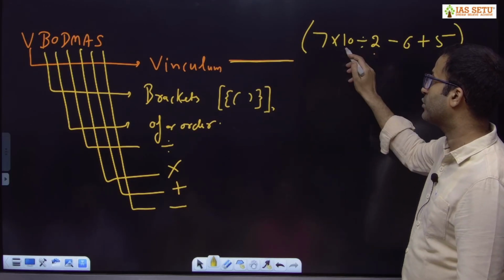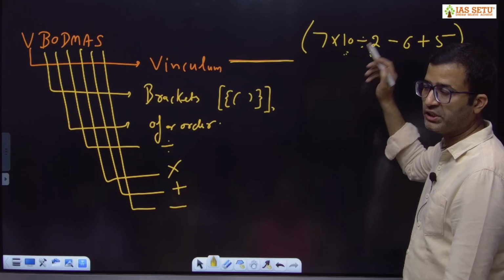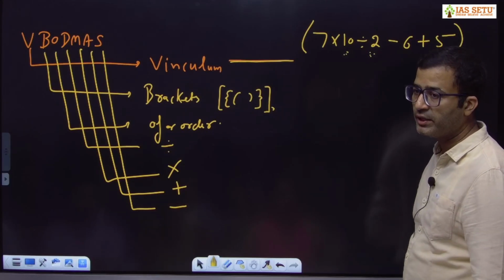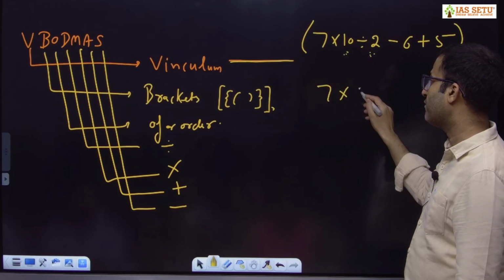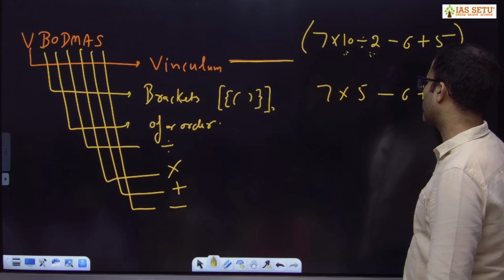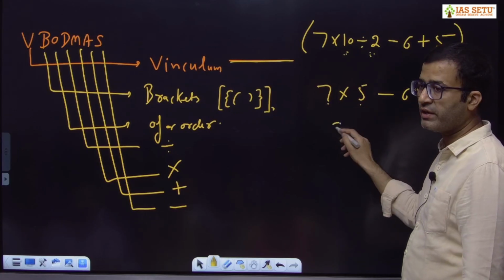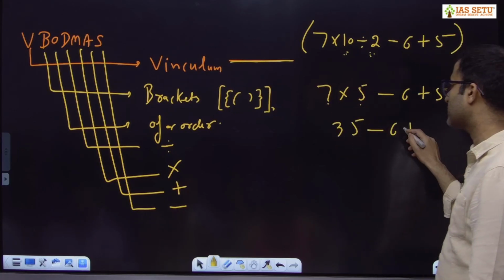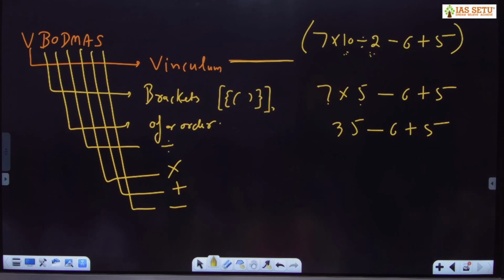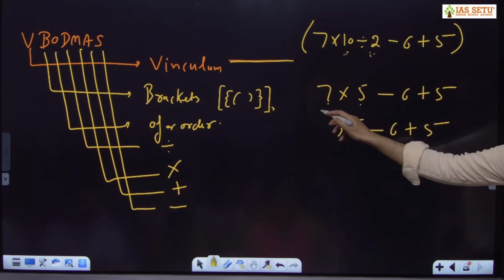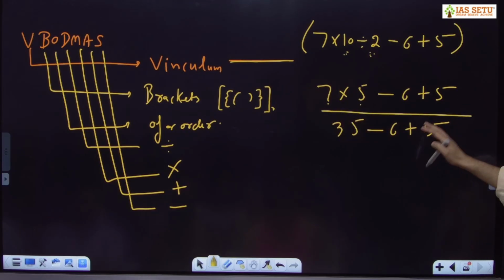So as per rule I have to do this division. Tell me what is 10 divided by 2? 5. So 7 into 5 minus 6 plus 5. What is 7 into 5? 35 minus 6 plus 5. Then as per rule I have to do addition. Okay, first you try. I have solved half of it, now you solve the remaining half.